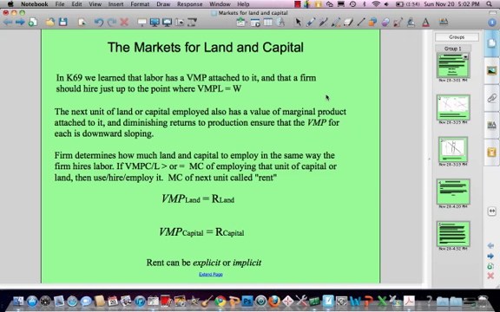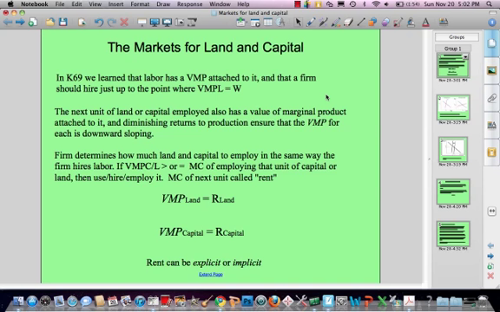Hi everybody, tonight we're going to continue our discussion of factor markets and talk about the markets for land and capital. In Krugman 69, we learned that labor has a value of marginal product attached to it and that the firm should hire just up to the point where the value of marginal product of labor equals the wage. So again, surprisingly similar to marginal cost equals marginal revenue.